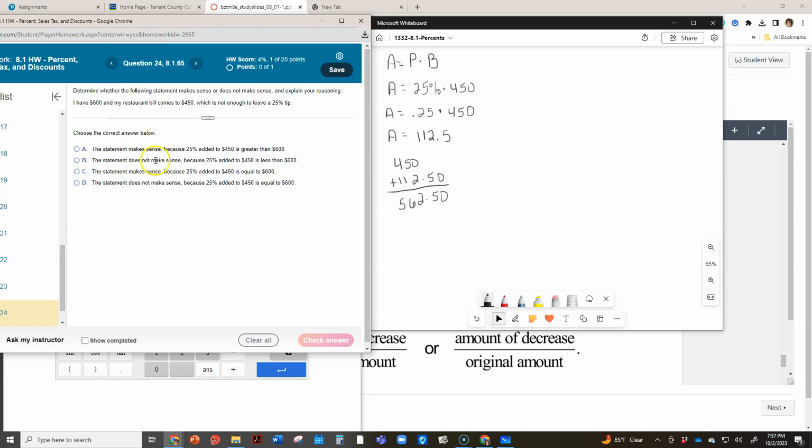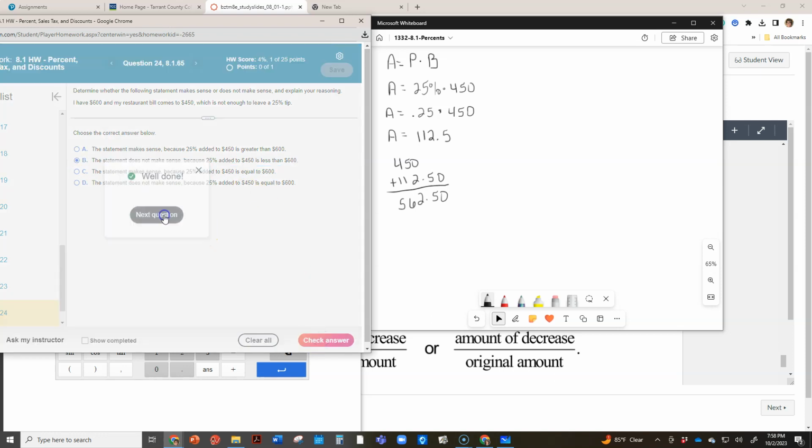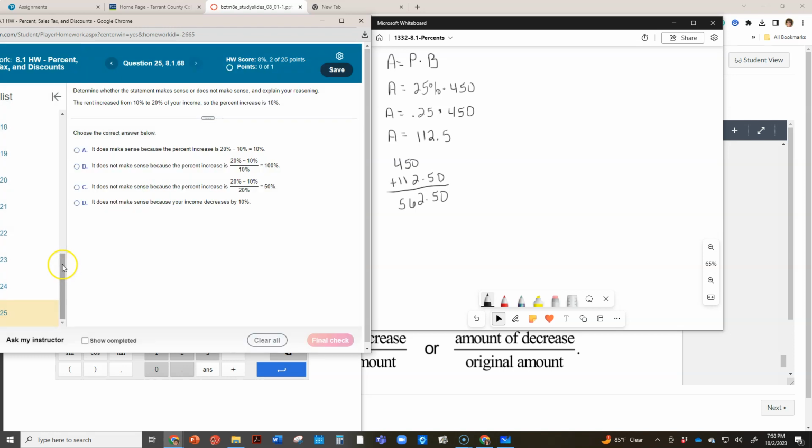The statement does not make sense because 25% added to 450 is less than 600. This other option down here says that it's equal to 600. We know that it's less than, it's only 562. And I think that gets me to the last question.